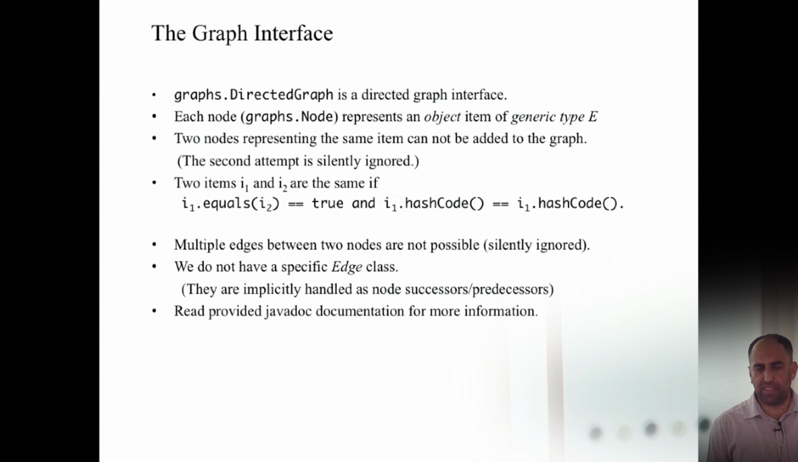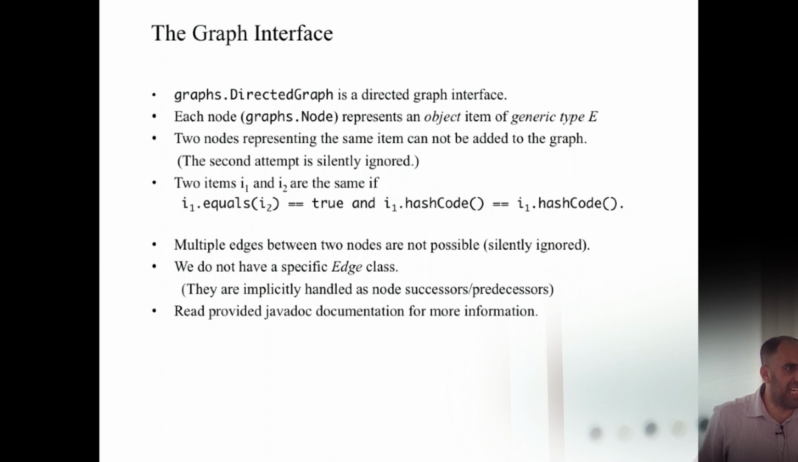Some basic facts about the graph interface. It's basically an interface for a directed graph. You have a node class, an abstract class, which represents the nodes in your graph. And in that graph, we require that the graph should not have two nodes which are equal.